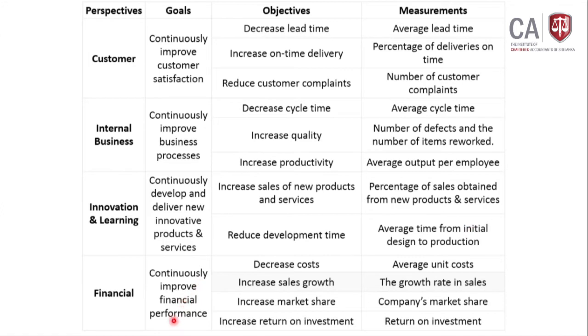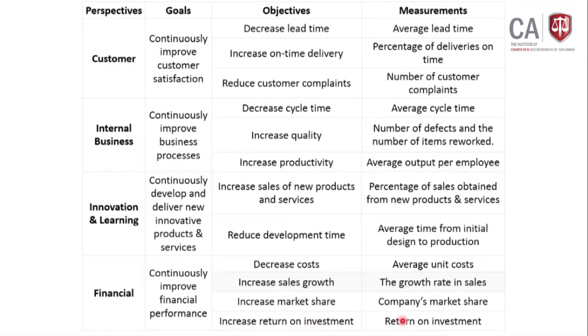And financial, continue to improve financial performance. So when all these things are happening, yes, financial performance also will go up. So the objectives: decrease cost, increase sales growth, increase market share, increase return on investment. Those are the objectives the financial perspective should achieve. You can cut the cost, increase the sales growth, increase the market share, and ROI has to increase.